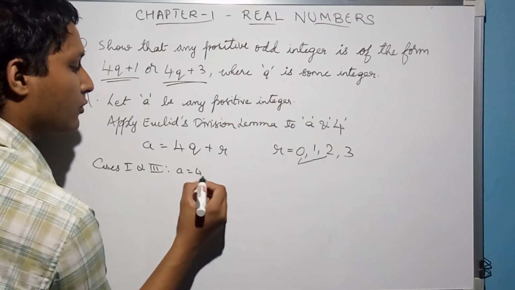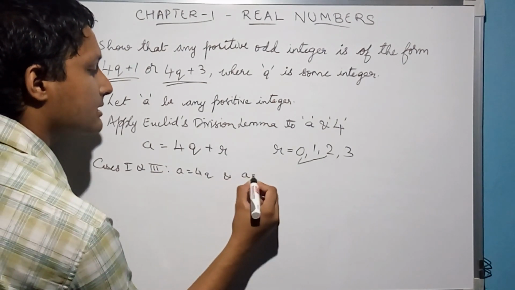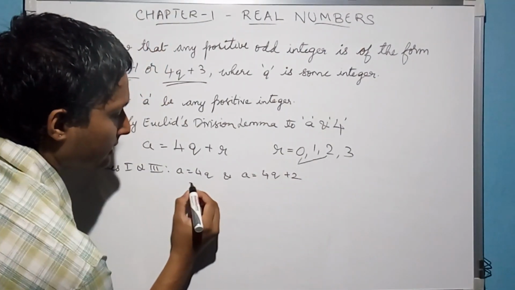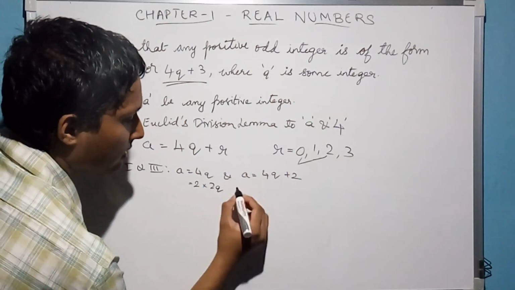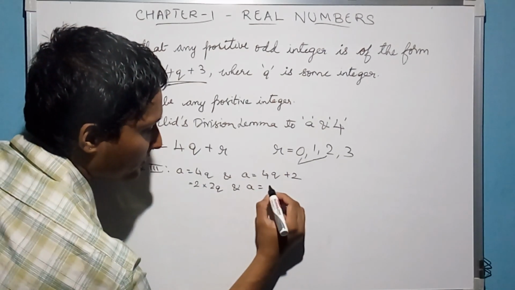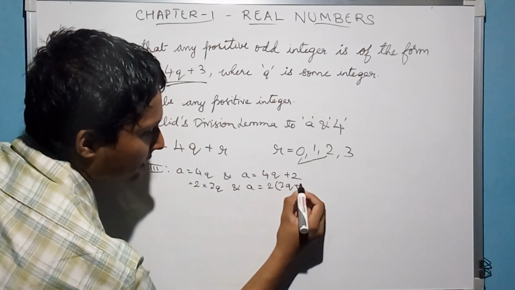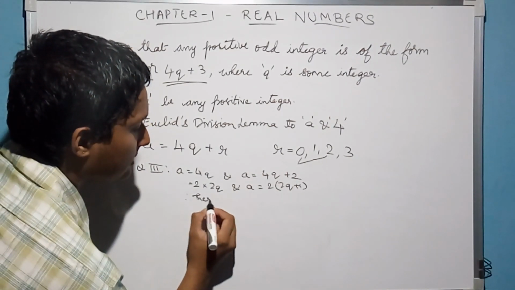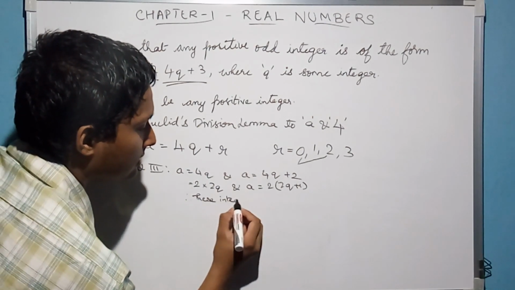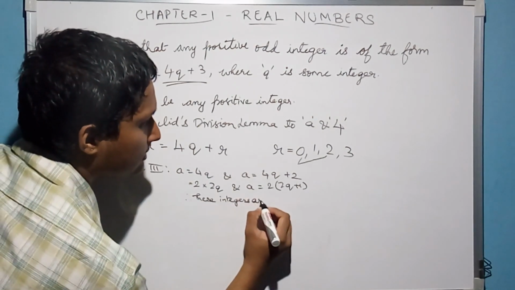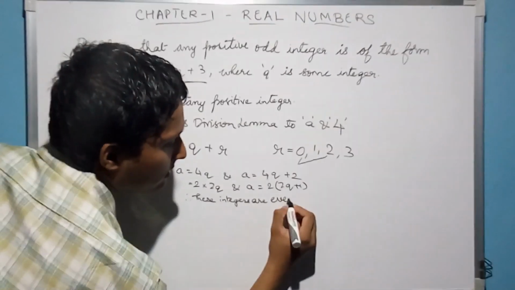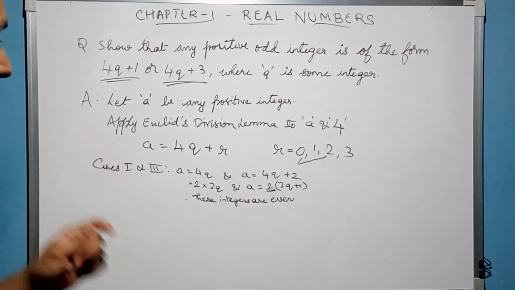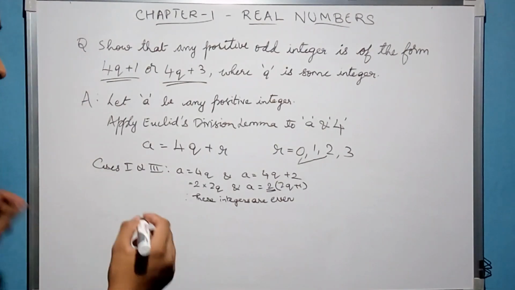a is equal to 4q and a is equal to 4q plus 2. That is 2 into 2q and a is equal to 2 into 2q plus 1. Therefore, these integers are even. As 2 is a factor of these, that means these integers should be even.